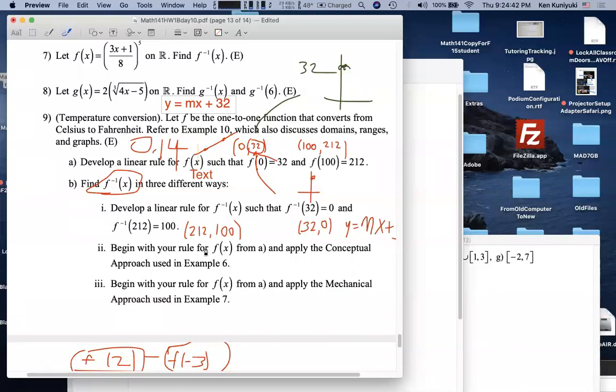Now in B, it's very similar, except that instead of 0, 32, it's 32, 0, right? Remember the values are switched. And instead of 100, 212, it's 212, 100. But it's the same basic idea. You have to compute the slope and then find some way to find the slope intercept. You can do that by either plugging in one of these values and solving for b, right? There may be other ways of doing it.